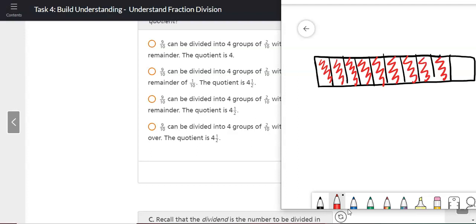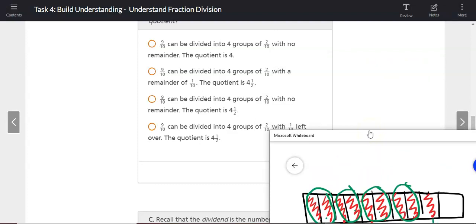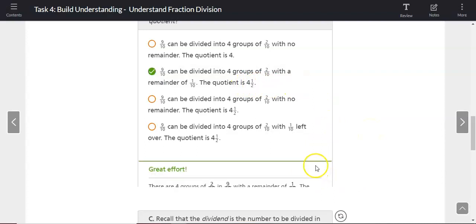And it says 2/10. So I'm going to count 2 boxes and I'm going to be circling those. So 2, 2, 2, 2, and then I have 1 left over. That represents half because 1 of 2 is half. So I get 1, 2, 3, 4 boxes. So that's 4.5. So if I look over here, 9/10 can be divided into 4 groups of 2/10 with a remainder of 1/10. So that's 4.5.